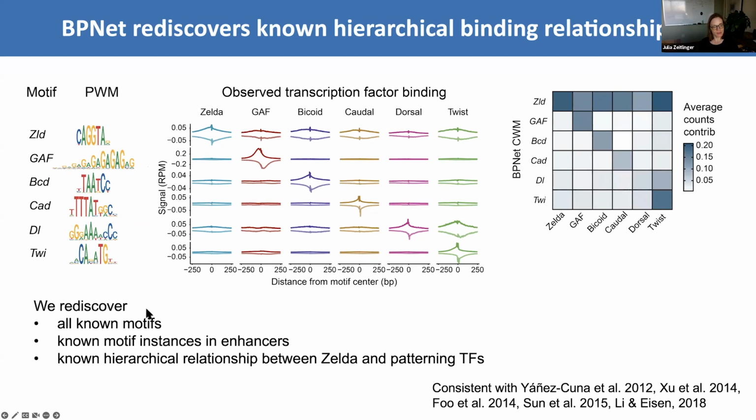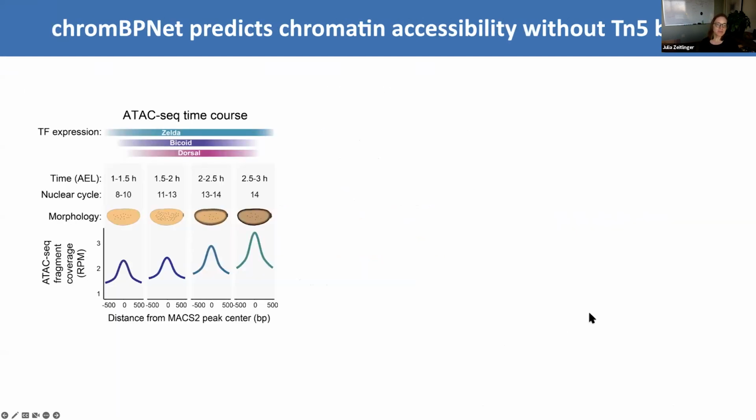We also, when we look at individual enhancers, can see that it matches what people had mapped painstakingly before, very easily. And we see that hierarchical relationship between Zelda and the other transcription factors. Okay, so now we wanted to look at chromatin accessibility. And so now Kaylin performed a time course of chromatin accessibility over time. And we see that chromatin accessibility increases as expected.